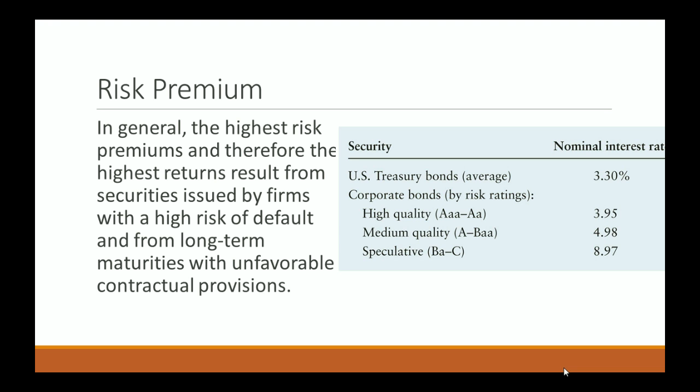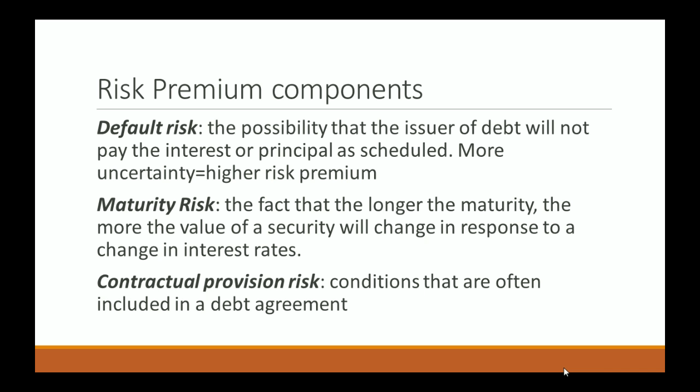Medium quality bonds, there's less chance of repayment with those, so the interest rate that they pay is generally higher. And the highest interest rate that you can usually earn is from a speculative grade bond. So default risk is the possibility that the issuer of debt will not pay the interest or principal as scheduled. So the greater the uncertainty, the higher the risk premium.